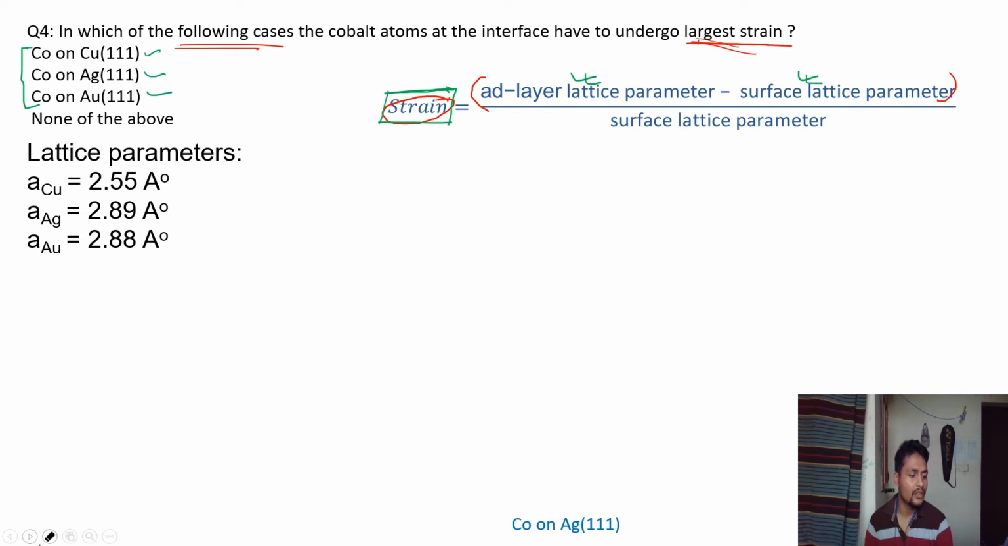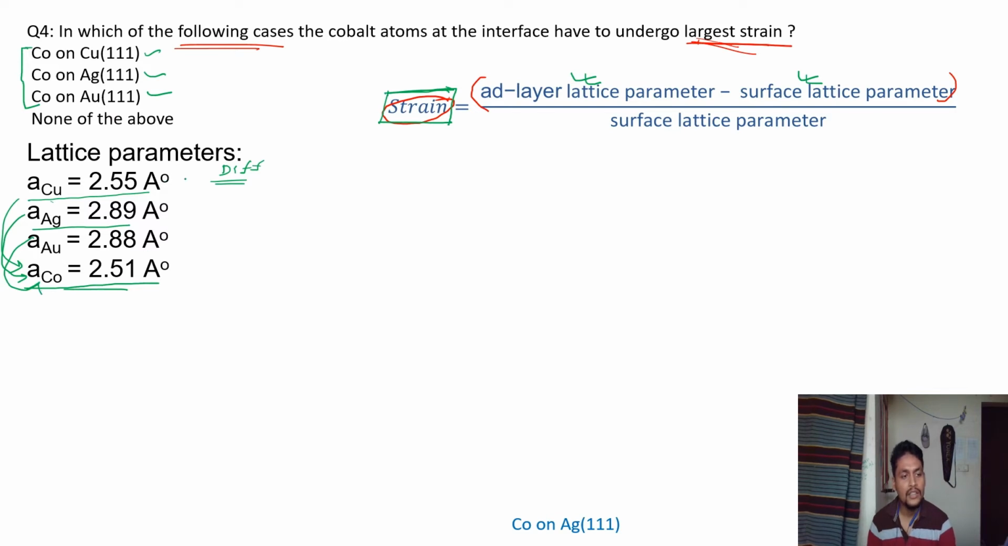So these are the lattice parameters, right? You can find it in the lecture as well. I have taken these two from the lecture, and for silver, I have taken it from a journal. I will give the reference here as well. So these are the lattice parameters. Now this is the lattice parameter for the add atoms, and this is going to be the same. So now if we just measure the difference between Cu and Co, Ag and Co, Au and Co.